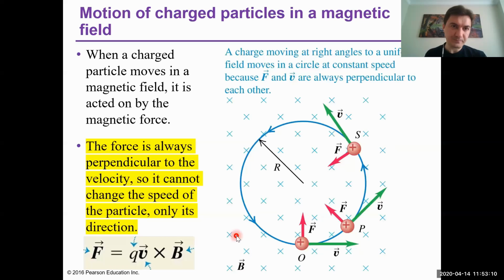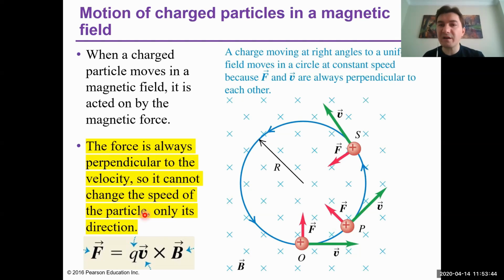You can say when a charged particle moves in a magnetic field, this is the magnetic field, and particle enters into that magnetic field. It is acted on by the magnetic force. So this magnetic force will be applied to that charged particle. We have already discussed. The force is always perpendicular to the velocity. This is velocity, this is force. So it cannot change the speed of particle, only its direction.